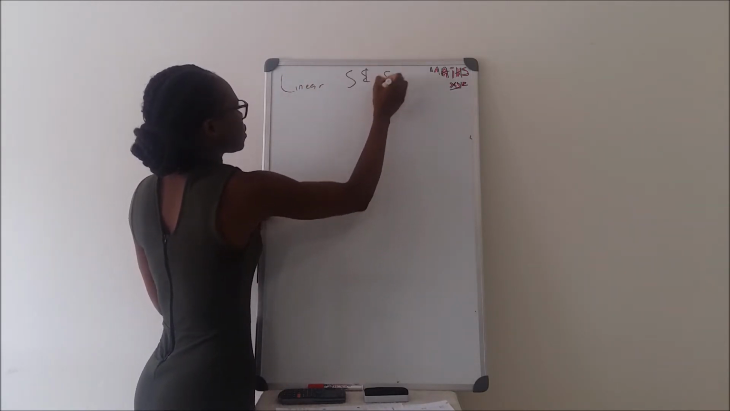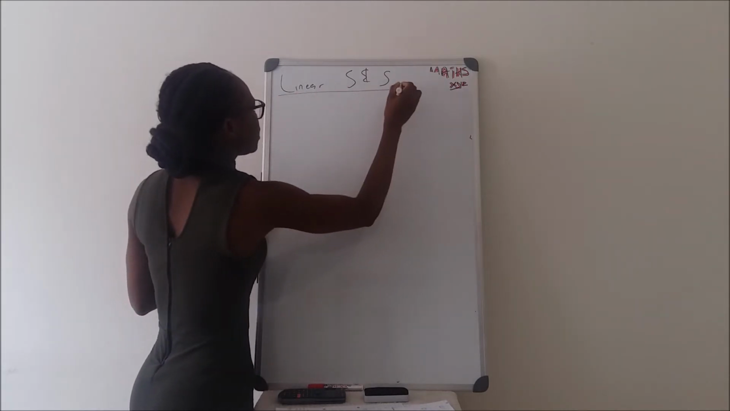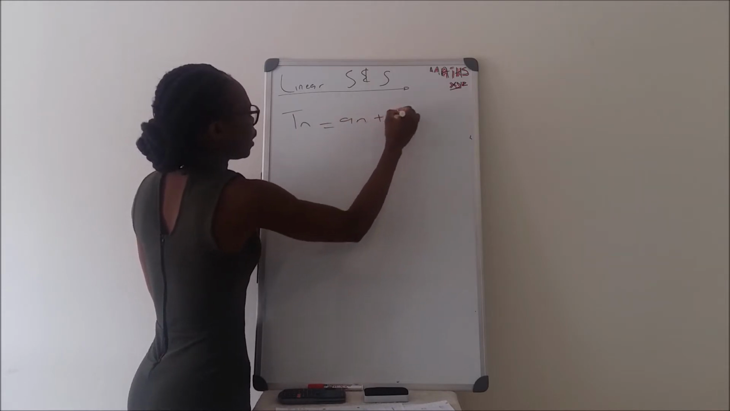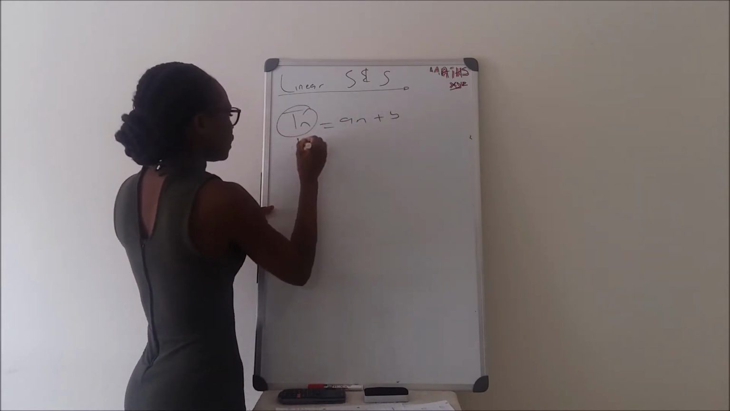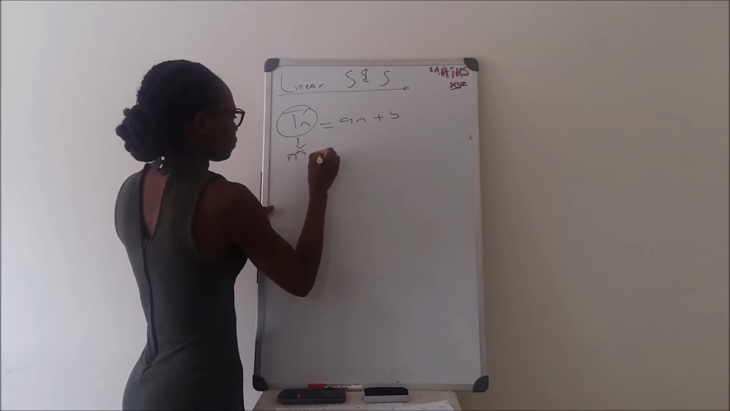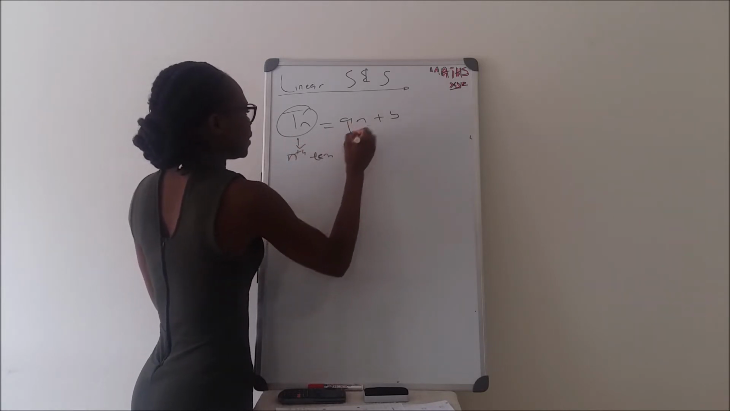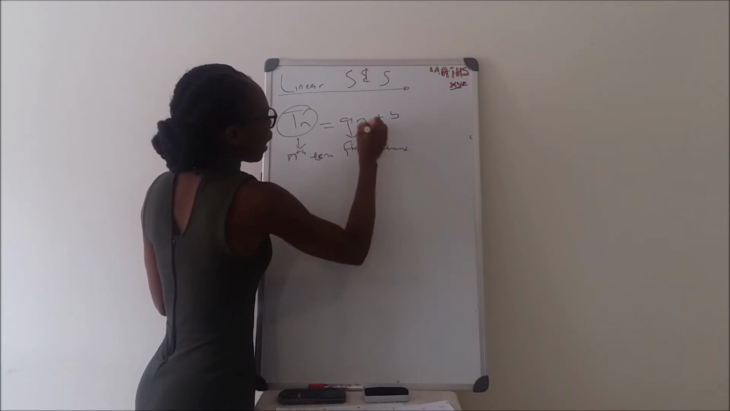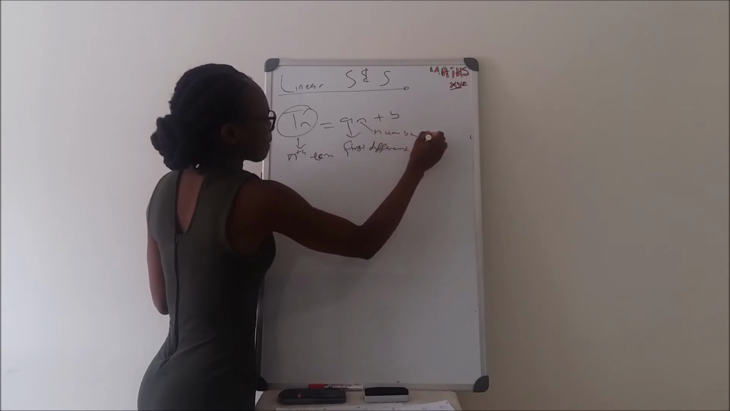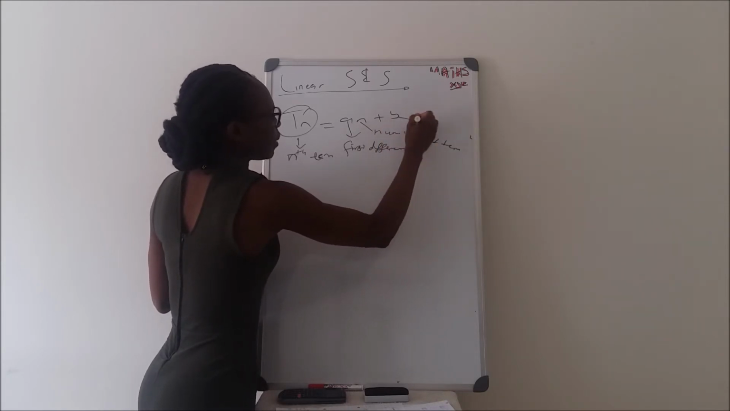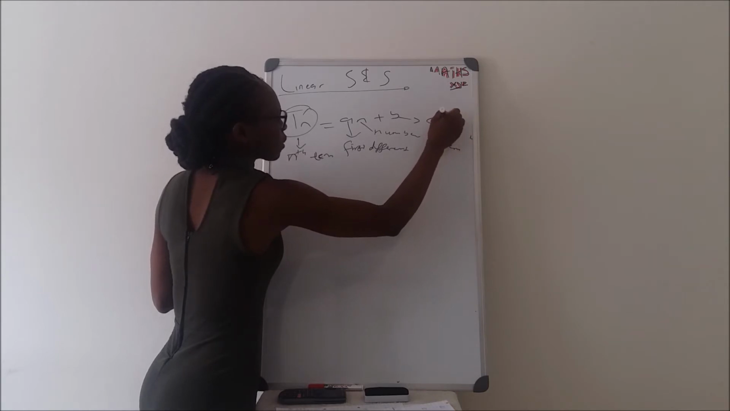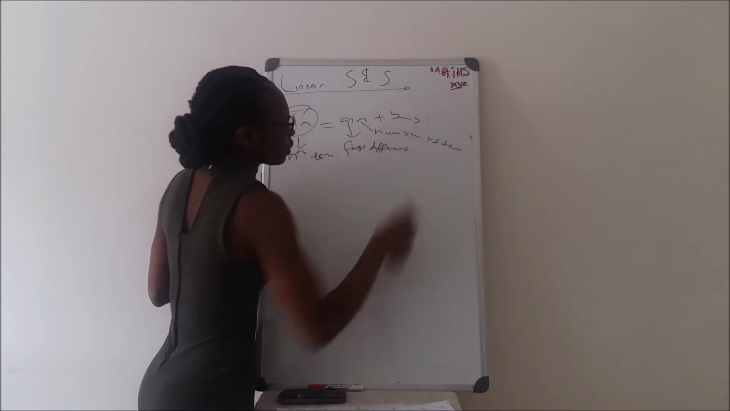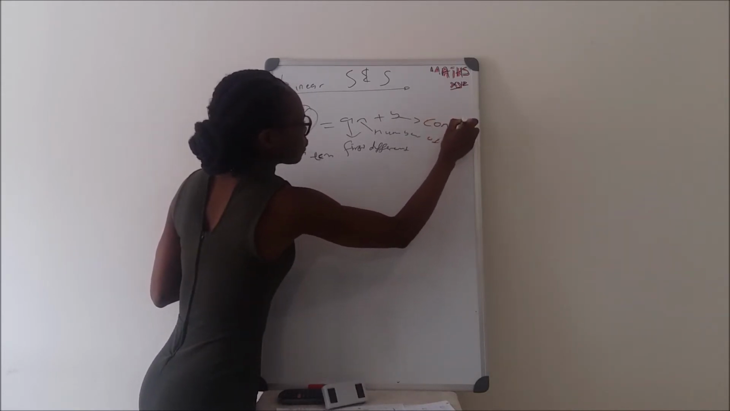Linear sequence and series. Just to recap from our last session, the standard formula is Tn equals An plus B, where Tn stands for the nth term, A stands for the first difference, n is the number of terms, and B is the constant.